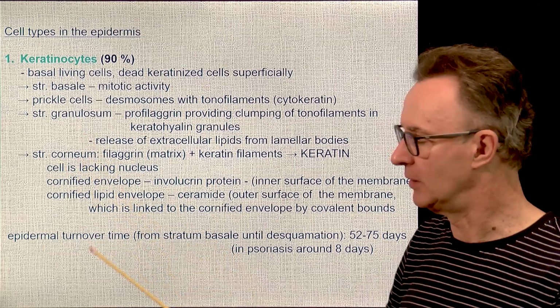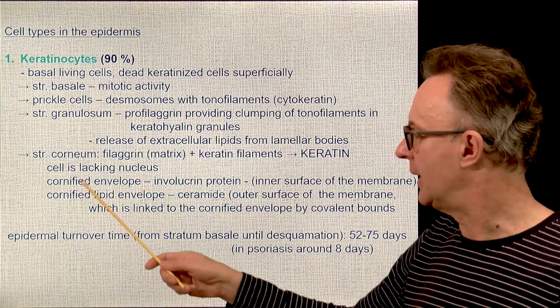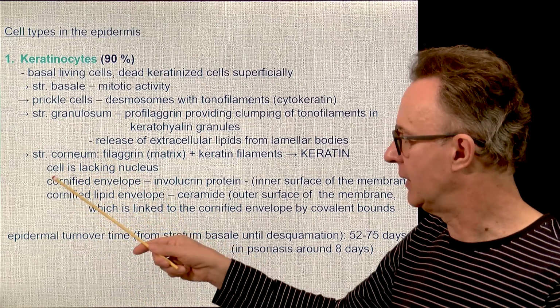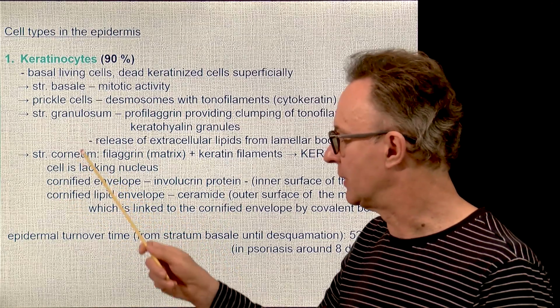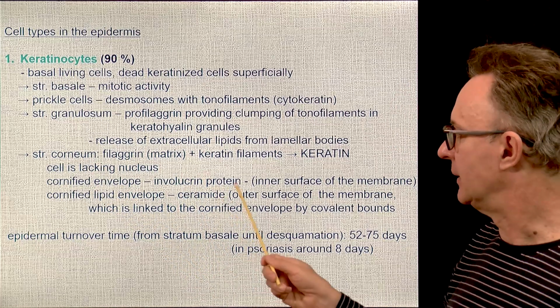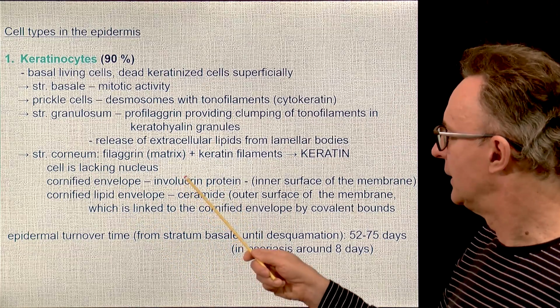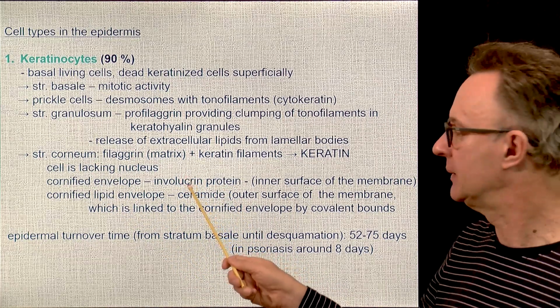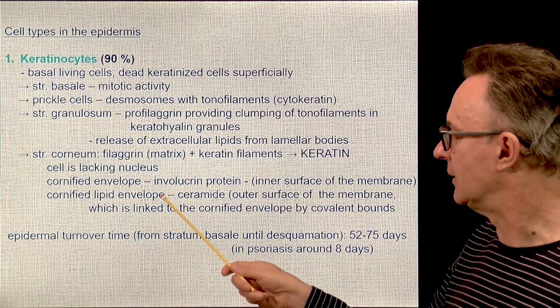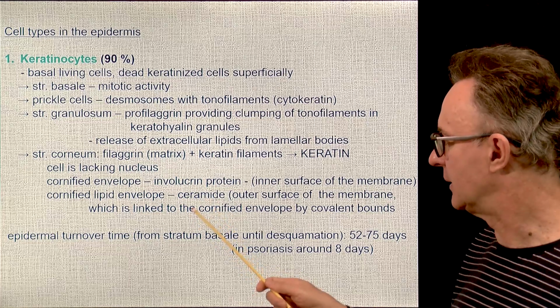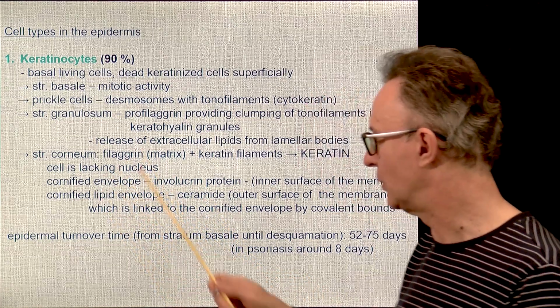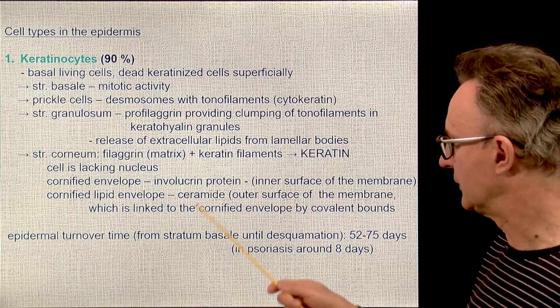The cells lost the nuclei, and we have a special envelope related to the cell membranes in the cornified layer. In the inner surface of the cell membrane, we have a special protein called involucrin, and on the outer surface, we have a special lipid called ceramide, and this is linked to the cornified envelope with covalent bond.